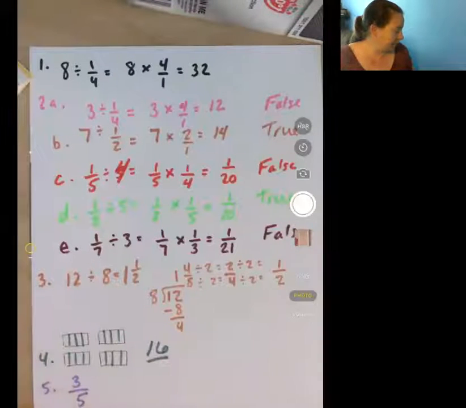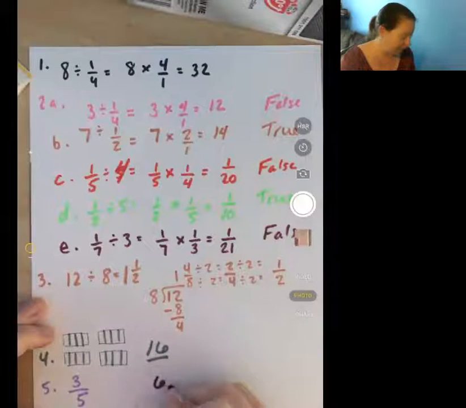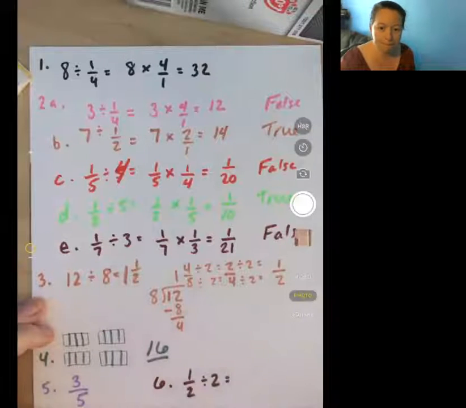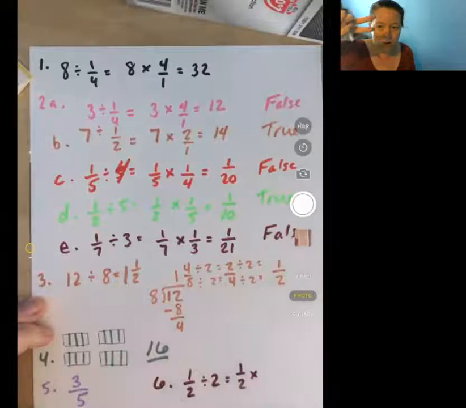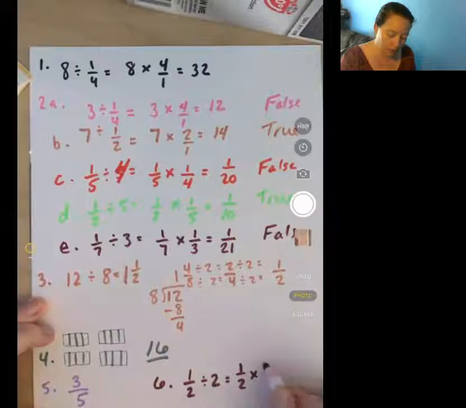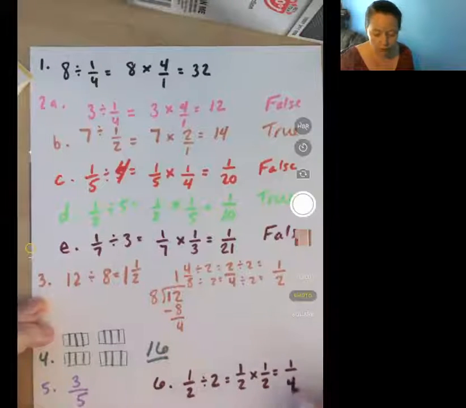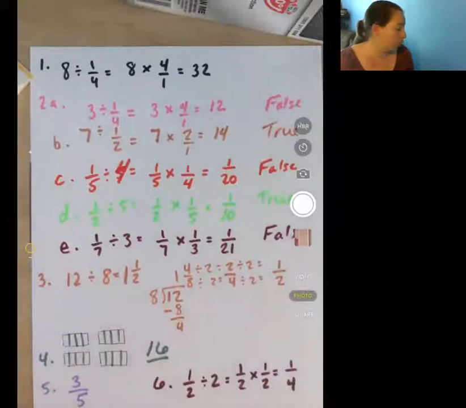Number 6, Landon and Colin bought 1/2 pound of strawberries. They're sharing the strawberries equally. So each person will receive how much strawberries? Okay. So number 6, I have 1/2 pound divided by 2 people. The half stays the same. The division becomes multiplication. The 2 flips. The invisible 1 goes on top. 1 times 1 is 1. 2 times 2 is 4. And so they each end up with 1/4 of a pound.